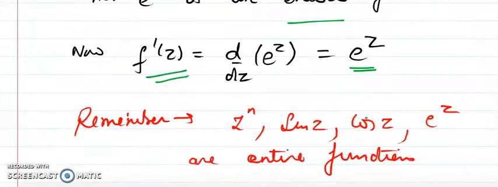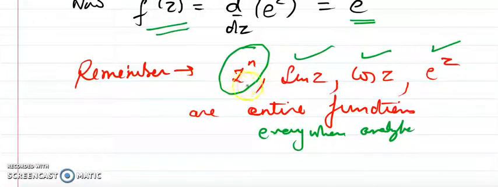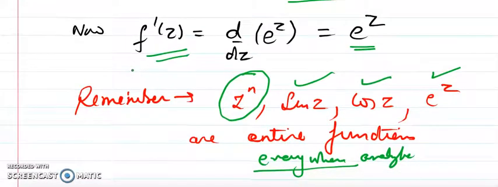So remember what we have learned in today's lecture. We have learned today that z to the power n, polynomials, sine, cosine and e to the power z are by default analytic functions, and not only at a few points, but everywhere on the whole finite complex plane. So hope you have understood. We will come up with many more parts of this topic in our future lectures.